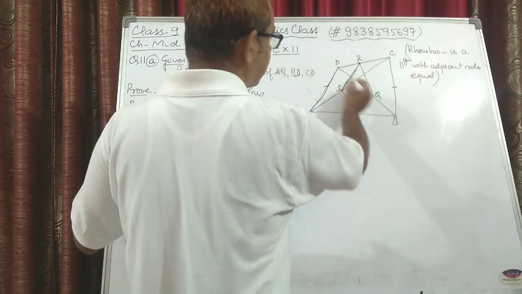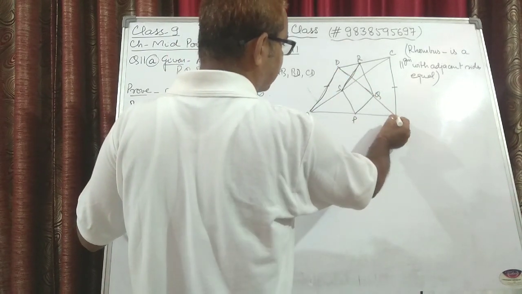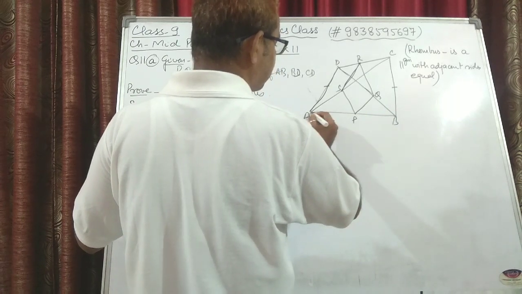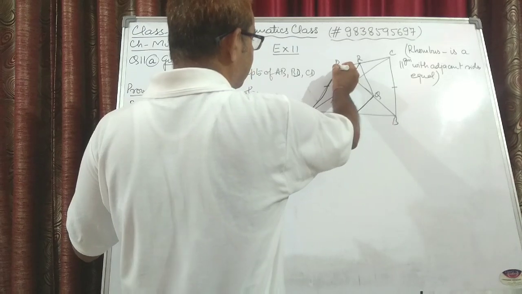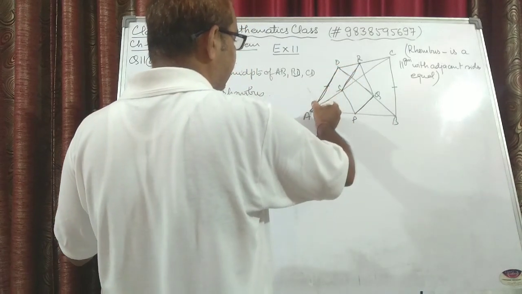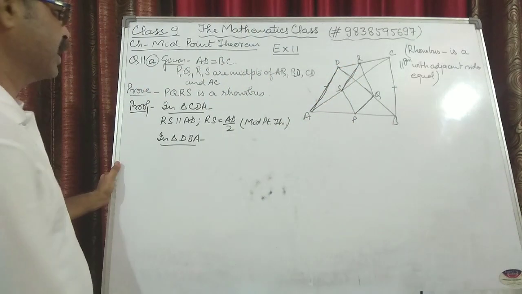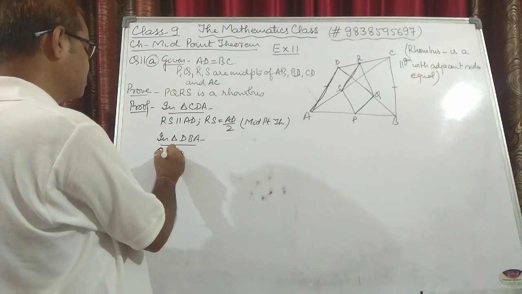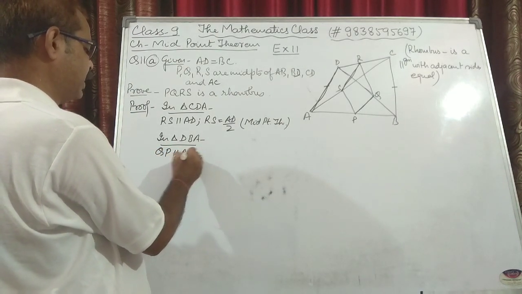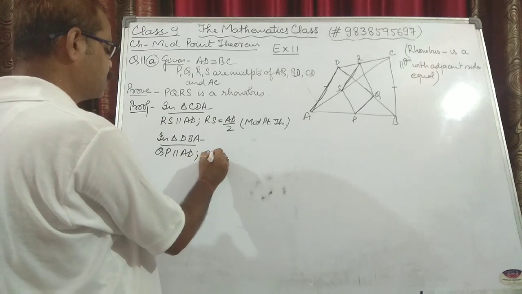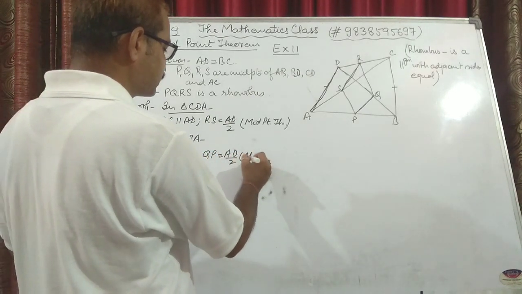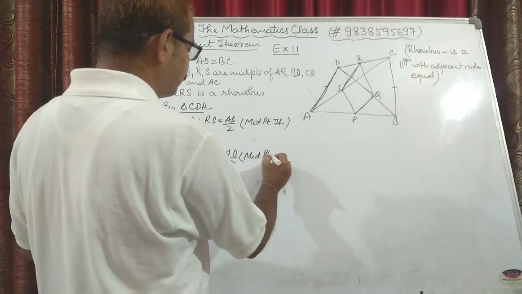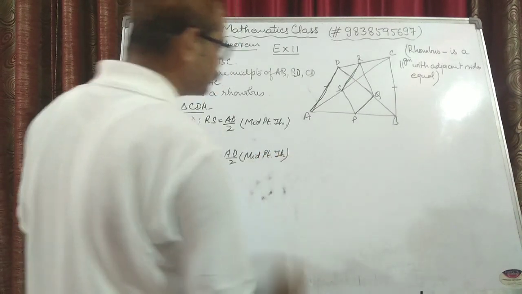In triangle DBA, Q is the midpoint of BD and P is the midpoint of AB. So this PQ will be parallel to AD and half of AD. So again we can say that QP is parallel to AD and QP is half of AD. The reason is again the midpoint theorem.